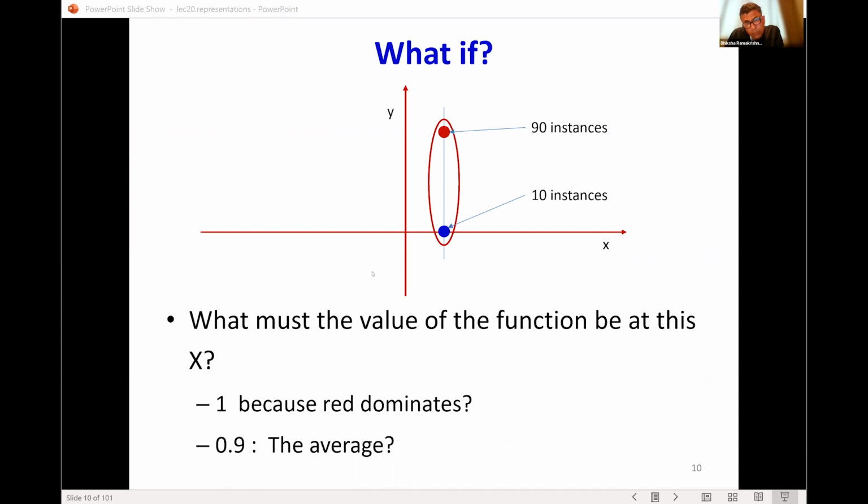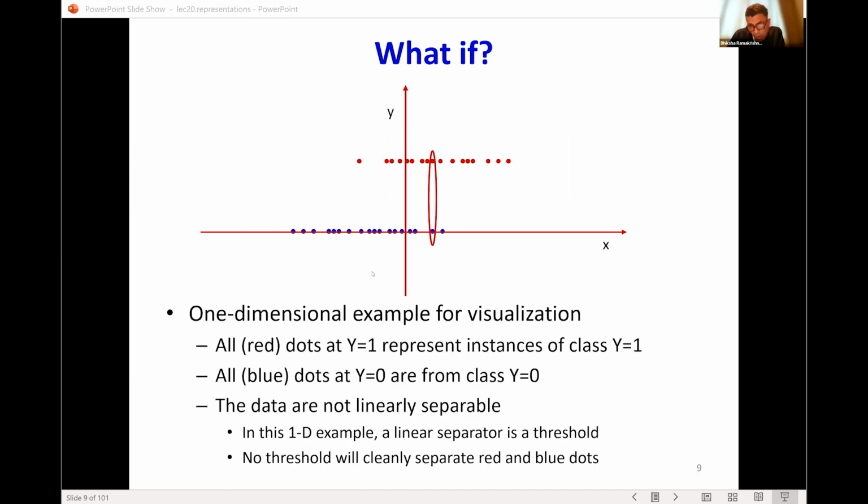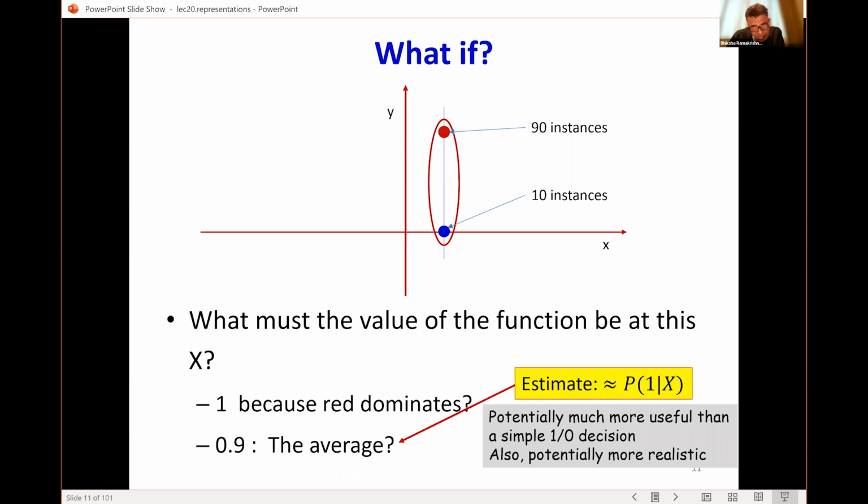But now, suppose I have all of these 100 instances, but they're not all exactly at the same value of x. So again, this 0.9 is actually an estimate of the a posteriori probability of the class 1 given this input x. Because 90% of the data belong to class 1, when I say 0.9, you're basically saying, what is the probability that a randomly sampled instance with this value of x will belong to class 1? And that probability is going to be 0.9. So that's why we like 0.9, right?